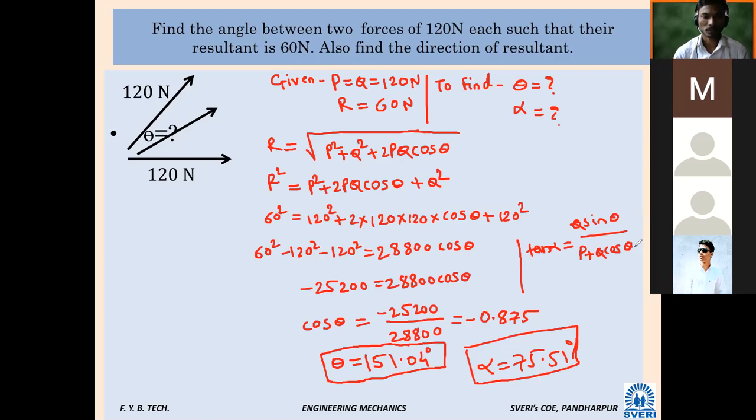Shall we stop here? Shall I give one homework problem? Please note down this, then I will give one homework if you want. Have you noted down these answers, theta and alpha? Okay. This is the second problem from our parallelogram of forces. Now the third.